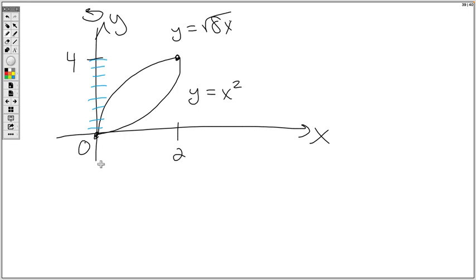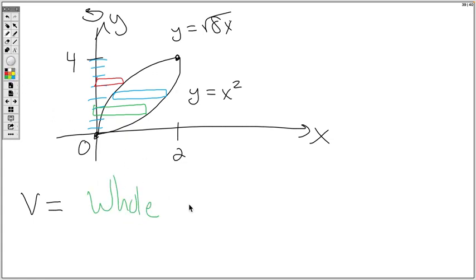And what's the first thing we do? We draw in that representative rectangle. There it is. Now, does the bottom of that rectangle touch the axis of rotation? No. That means we're going to have to use the washer method. We're going to have to take the volume of the whole thing minus the volume of the hole.